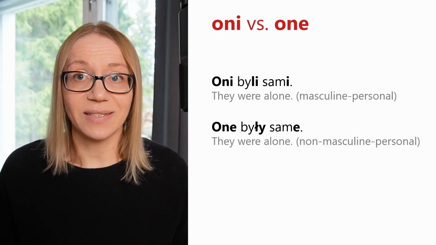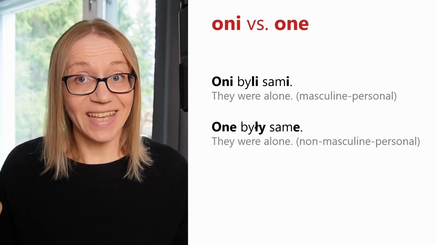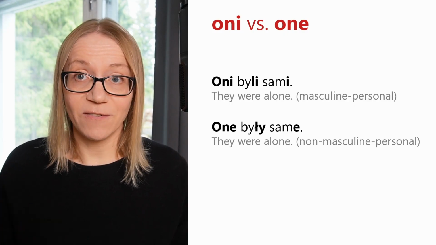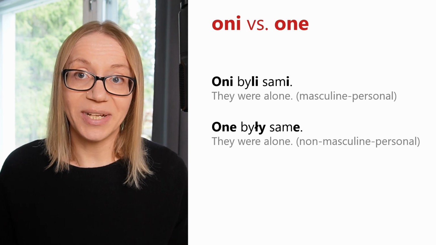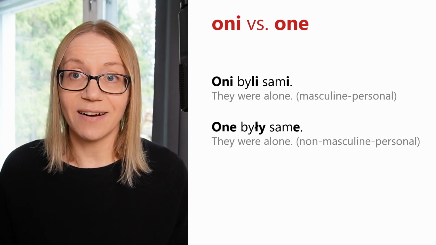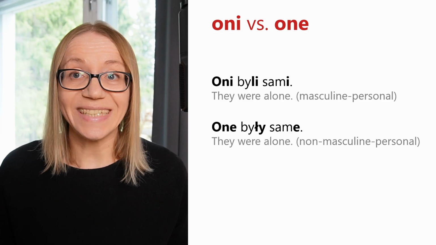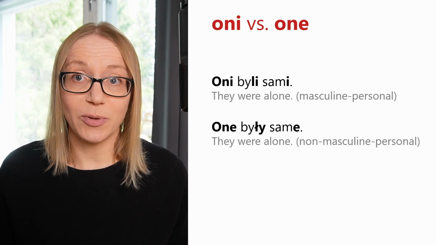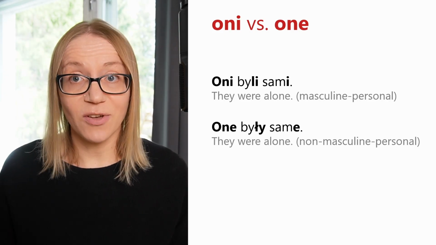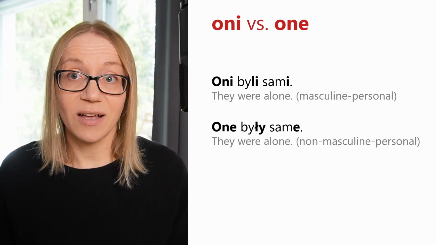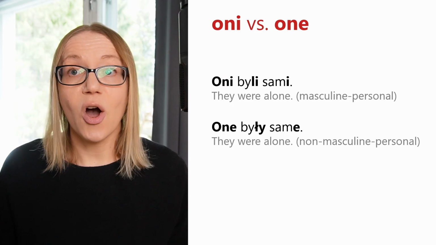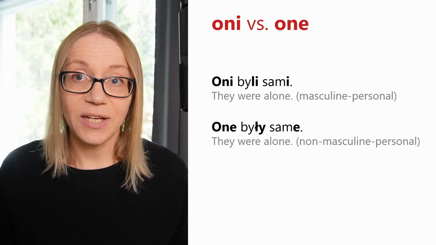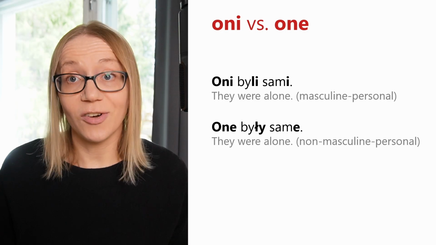And just a hint, you can notice that in the first sentence, oni byli sami, the endings are soft. Oni byli sami. And yes, this happens in the masculine personal plural. We have soft or historically soft consonants. Whereas one były same, here we have hard consonants.